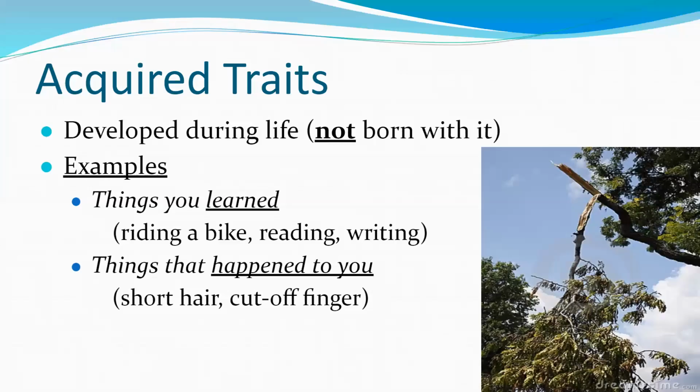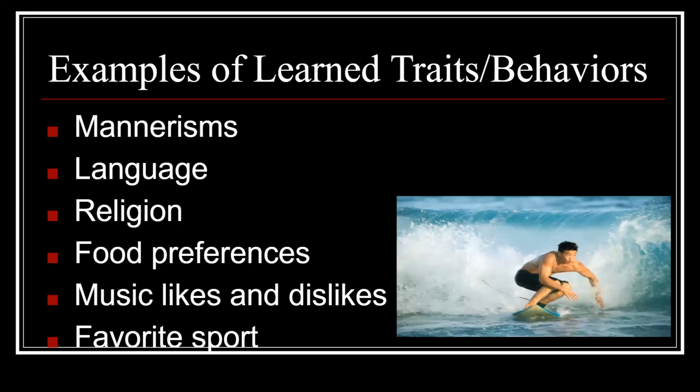On the other hand, there are acquired traits. These develop during your life. You are not born with these. Acquired traits are things that you learn, such as riding a bike, reading a book, or writing your name. Acquired traits are also things that happen to you. If you cut your hair, you weren't born with short hair. It happened to you, you cut it. Or if you unfortunately cut off a finger, it happened to you.